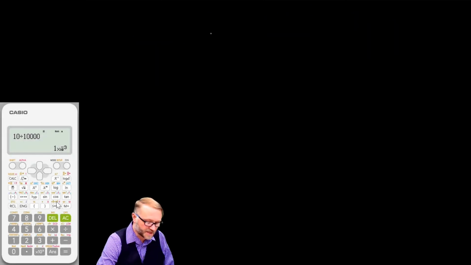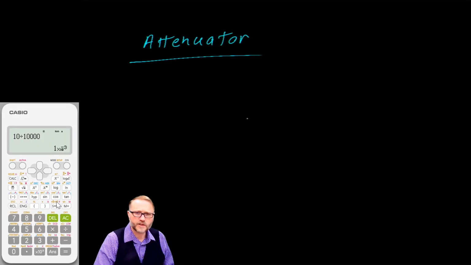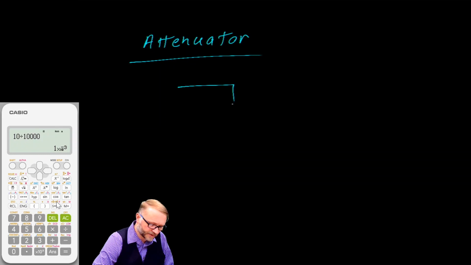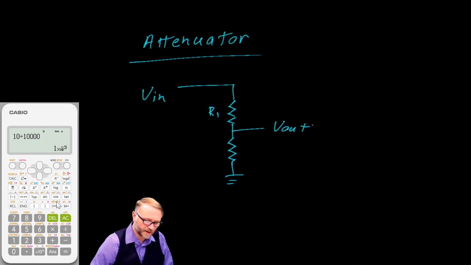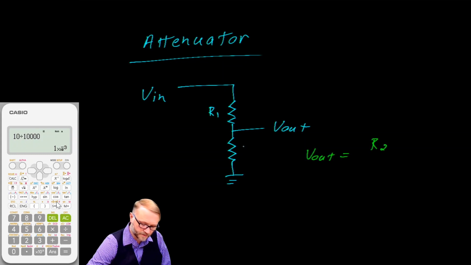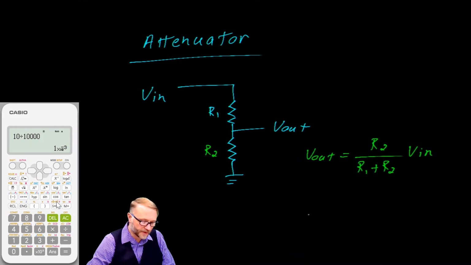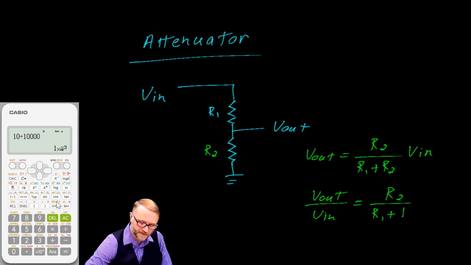Our next item is the attenuator. You've played with attenuators before, back in electronics class. They looked like this. There was an R1 and an R2, such that you had voltage in and voltage out. You may even remember the equation as voltage out is equal to R2 over R1 plus R2, all multiplied by V in. When we rearrange the numbers, we can see that voltage out divided by voltage in is equal to R2 over R1 plus R2.